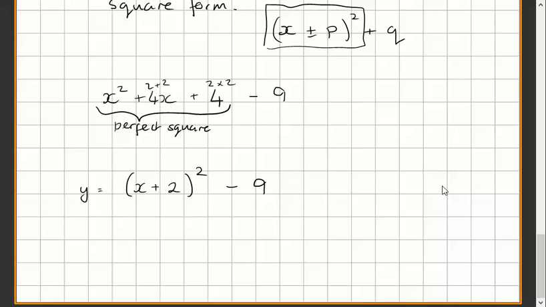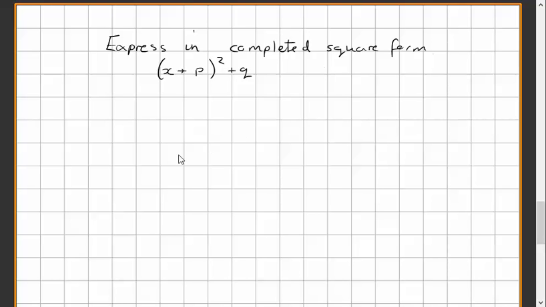Let me write out a couple more for you then. So I want you to express in completed square form. Let's just keep it simple: x plus p squared plus q, but you know that the plus might be a minus, that's fine. Okay, so I'm going to say x squared plus 10x minus 3.